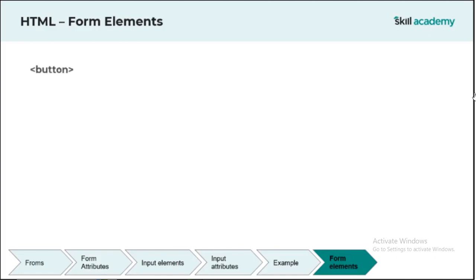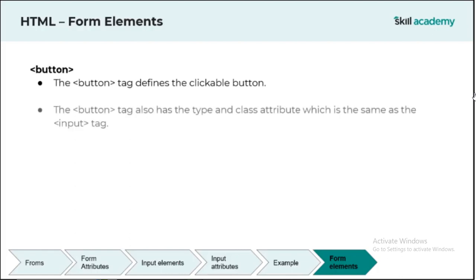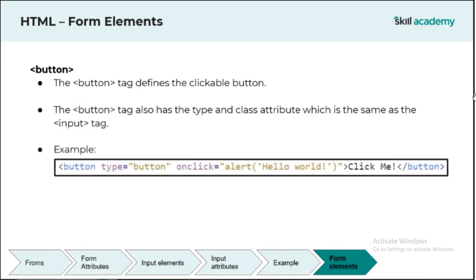Then we are going to use button as well. The button tag defines the clickable button. The button tag also has the type and class attribute, which is the same as the input tag. Example, if you want your user to click on one button after filling out the form, very easily you can use this button tag. So you will write this piece of code, button type is equal to button onclick alert hello world, click me. Now here, the moment when user clicks on click me, this alert box will be generated. Okay, so the button tag defines the clickable button.